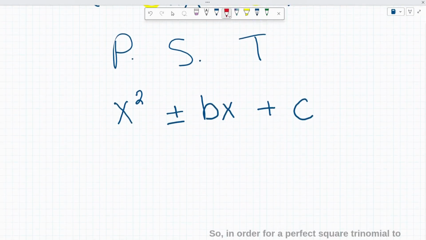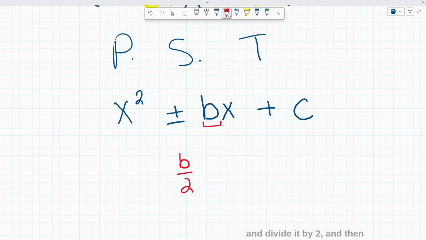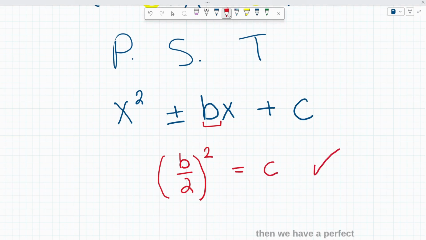In order for a perfect square trinomial to exist, if we take our b value and divide it by 2, and then square this whole piece, if this whole term equals our c, then we have a perfect square trinomial. Let's look at an example to clear that up.